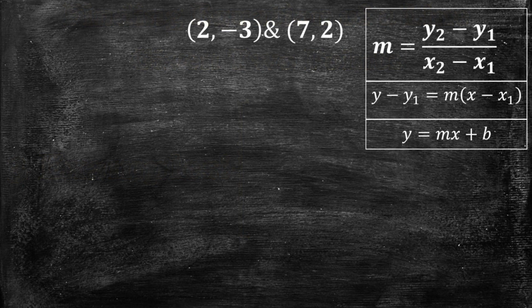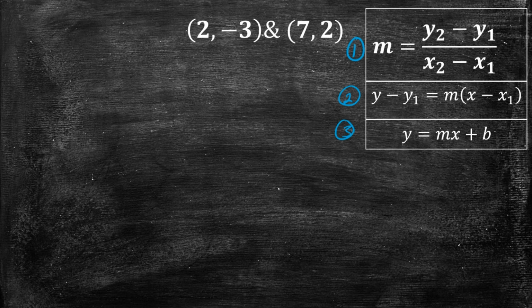Example number 1. We're given those 2 points there, and what we want to do is find the equation of the line. So what we do is basically 3 steps. Step number 1 is going to be using this equation here to find our slope. Step number 2 is we're going to be writing the equation in point slope form. And then the last step is to take that equation and put it into slope intercept form.